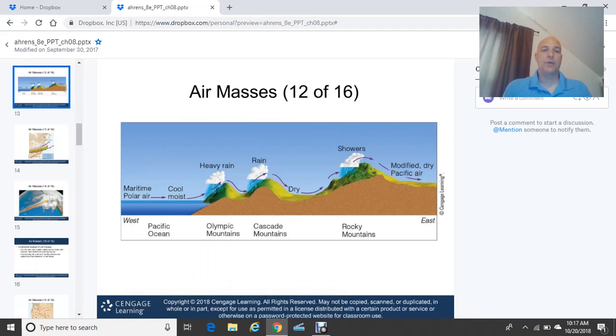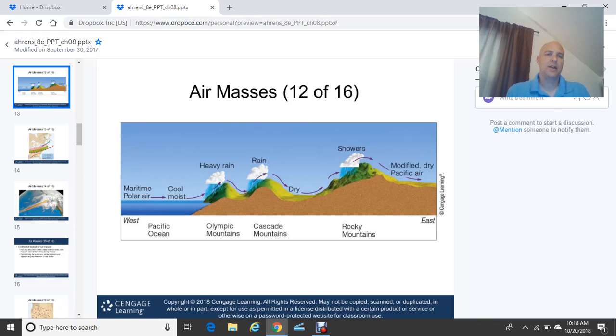All right, what happens in this image I'm showing you is maritime polar air masses moving into the United States a little bit further north, into the Olympic Mountains and Cascade Mountains of the Pacific Northwest. Keep in mind, maritime polar air masses are very commonplace from Washington State, for example Seattle, all the way down to Portland, Oregon, and down through California. When maritime polar air comes in, as I'm showing in this diagram, it's a cool, moist air mass initially.